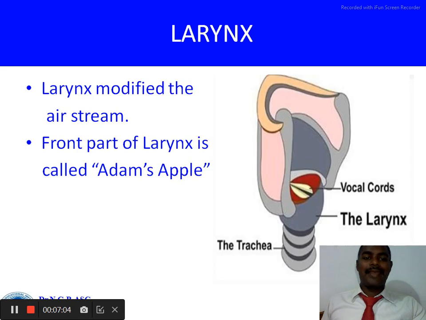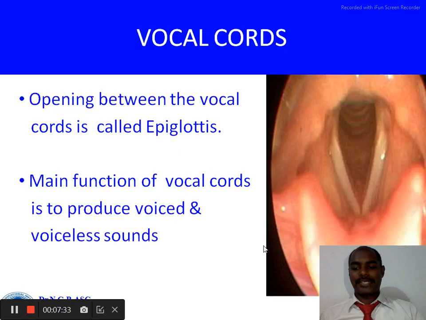The next one is the larynx. The larynx modifies the total control of the air stream. The front part of the larynx is called the Adam's apple. So this is the larynx, vocal cords. In this image we can clearly see the larynx. This is our vocal cords, this is the larynx, and this part is called the trachea.